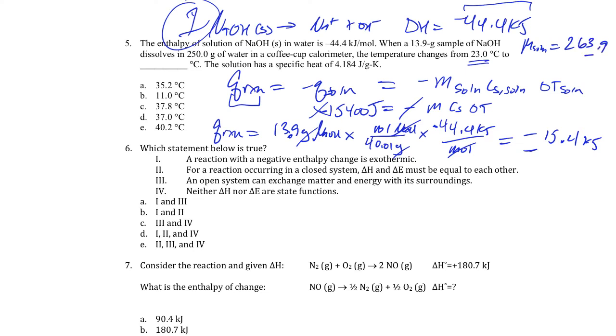263.9 grams. So we'll divide that by 263.9. And then we will divide by the specific heat of the solution, 4.184. And that gives us a delta T of plus 13.97 degrees C. So the temperature is going up by about 14 degrees from the initial temperature. So that should be going up to 37.0.